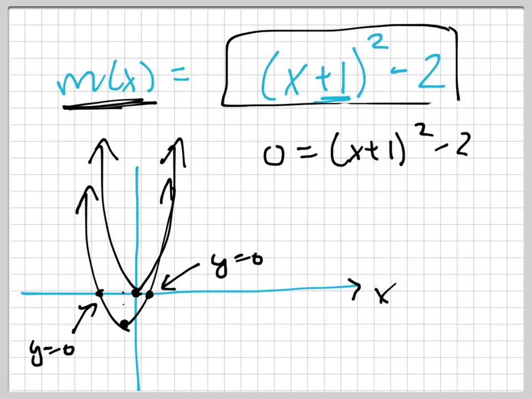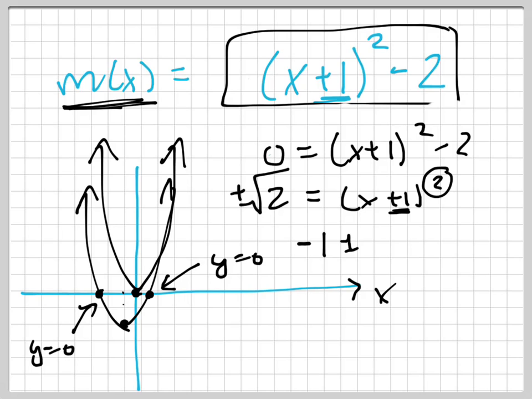So let's solve this. How do I solve it? Don't distribute it out. Don't you dare distribute it out. Let's add 2 to both sides. Now, how do I get rid of the squared? Square root. And don't forget your plus or minus. That's where you get 2 answers from, because there's 2 points there. And then I subtract 1. So negative 1 plus or minus the square root of 2.